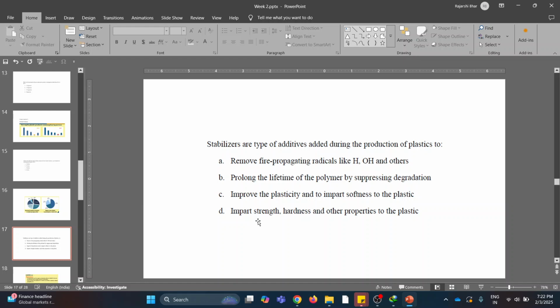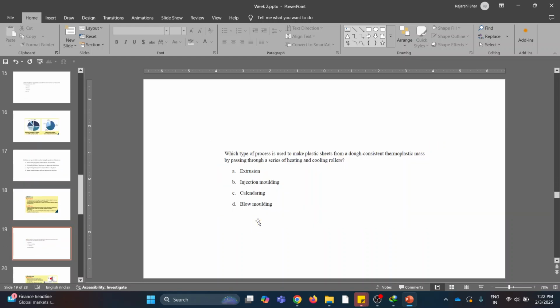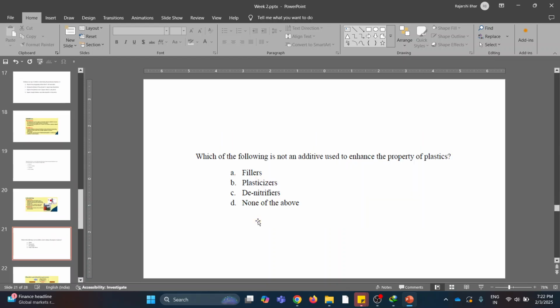Then stabilizers are additives that are used in plastic to prolong its life so that degradation is suppressed. Then, if you have to draw plastic sheets from a dough-consistent thermoplastic mass by passing it through heating and cooling rollers, the process is called calendering. After that, which of the following is not an additive used to enhance properties of plastics? Option C is the correct answer, that is denitrifiers.